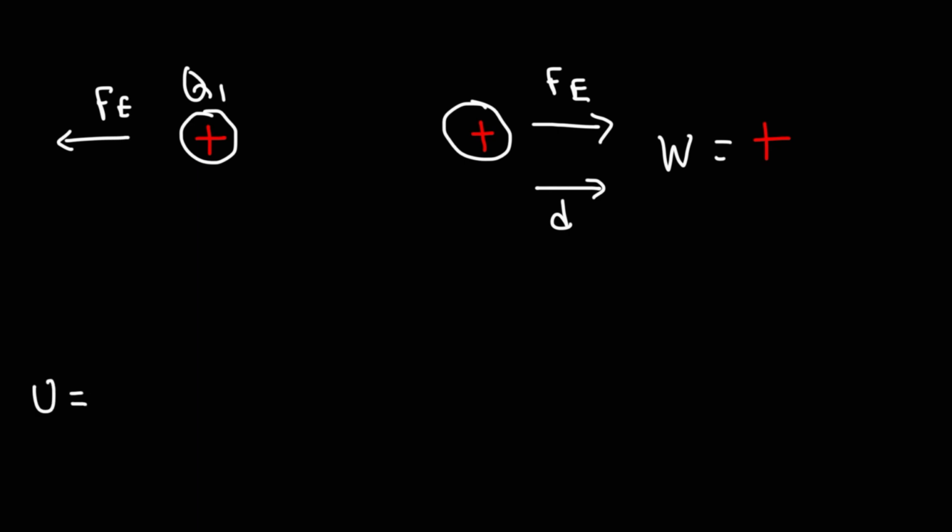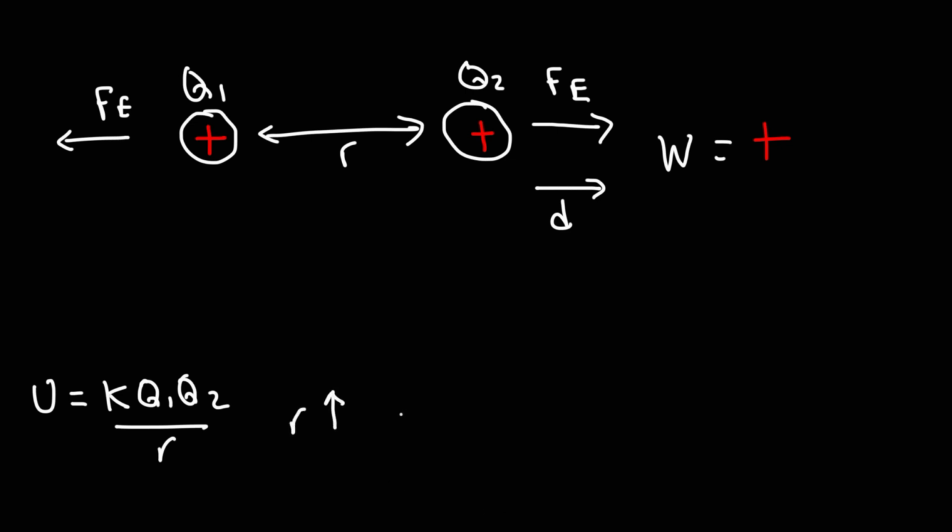Well, we know that the potential energy between these two charges is K Q1 Q2 over R. R is the distance between the two charges. So as charge 2 moves away from charge 1, R increases, which means the potential energy decreases since R is on the bottom. They're inversely related. So as Q2 moves away from Q1, the potential energy decreases, which means that the change in potential energy is negative. So notice the difference between these two signs.